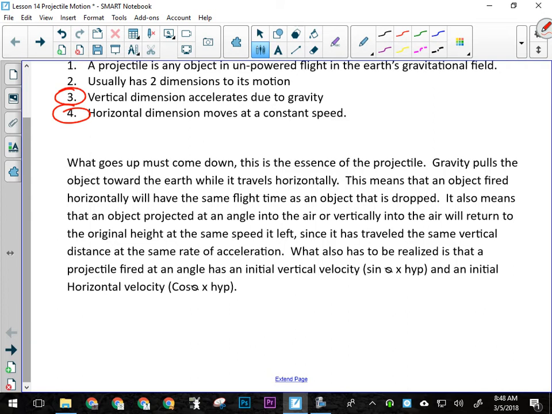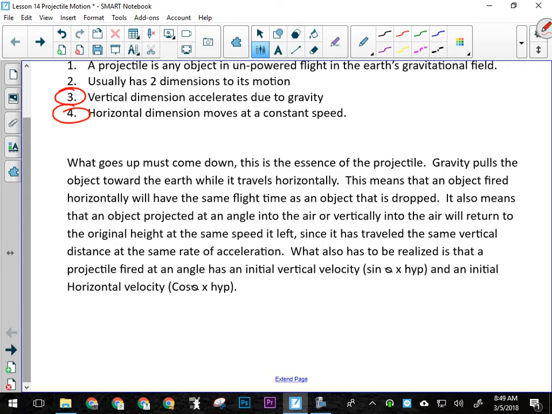How many people think I'm full of it? It's okay to say so. It seems impractical, right? How is it that a bullet fired from a gun could possibly hit the ground at the same time as a bullet that's dropped? Well, I didn't say they would hit in the same place. Okay, they certainly won't.